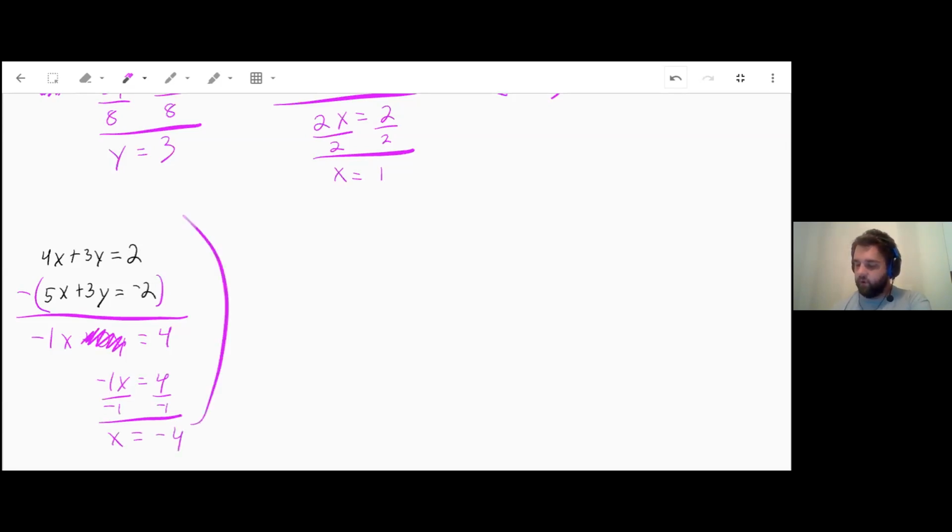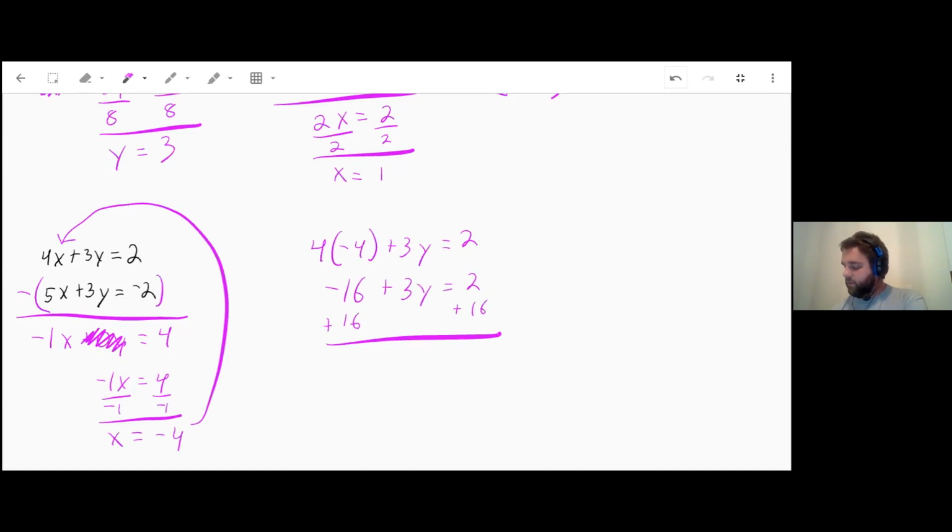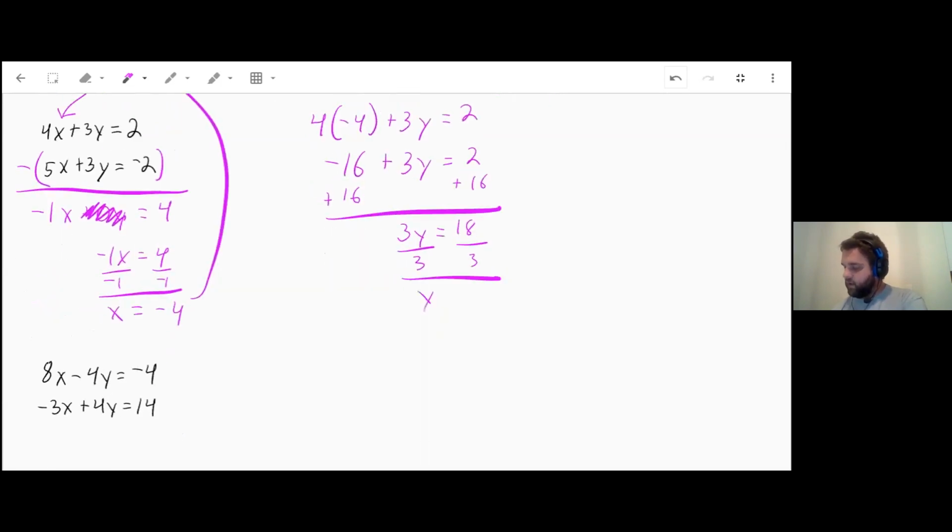Now we can take that negative 4 and plug it back into an x up top. So you have 4 times negative 4 plus 3y is equal to 2. Well, 4 times negative 4 gives us negative 16, plus 3y equals 2. Then add 16 to both sides, and we come out with 3y equals 18. You can divide both sides by 3, and y is going to equal 6. So our final answer in this case is (negative 4, 6).